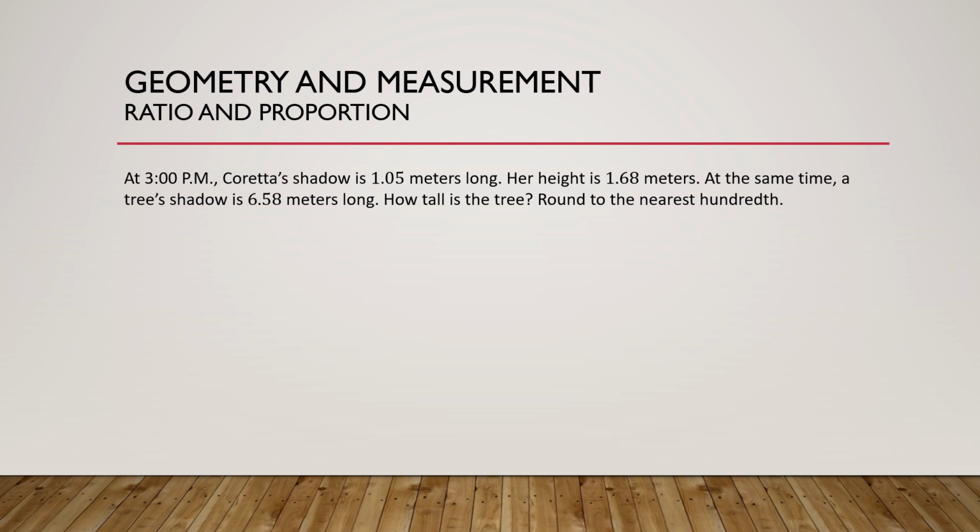This ratio can be set up as 1.68 meters of height to 1.05 meters of shadow length is equal to x meters height of the tree to 6.58 meters length of the tree's shadow. Multiply both sides by 6.58. On the right side, the 6.58s cancel.